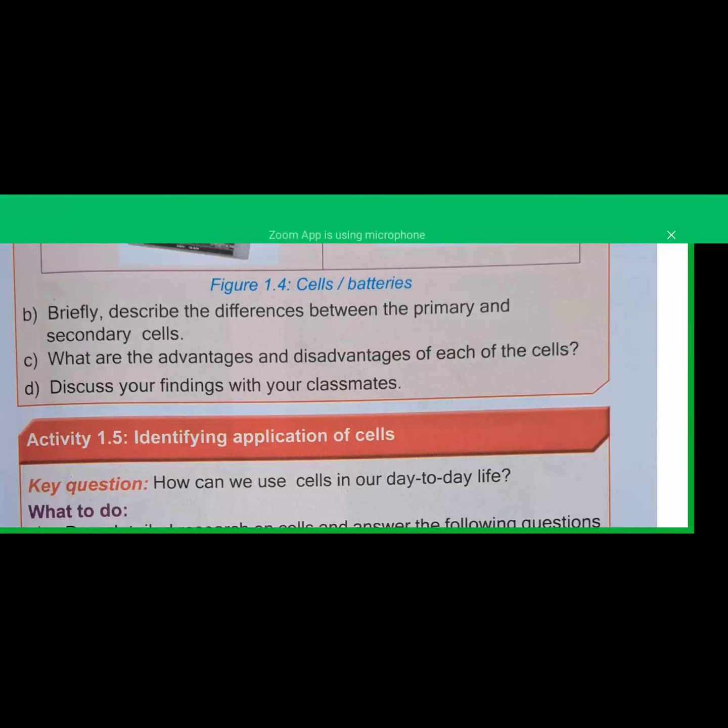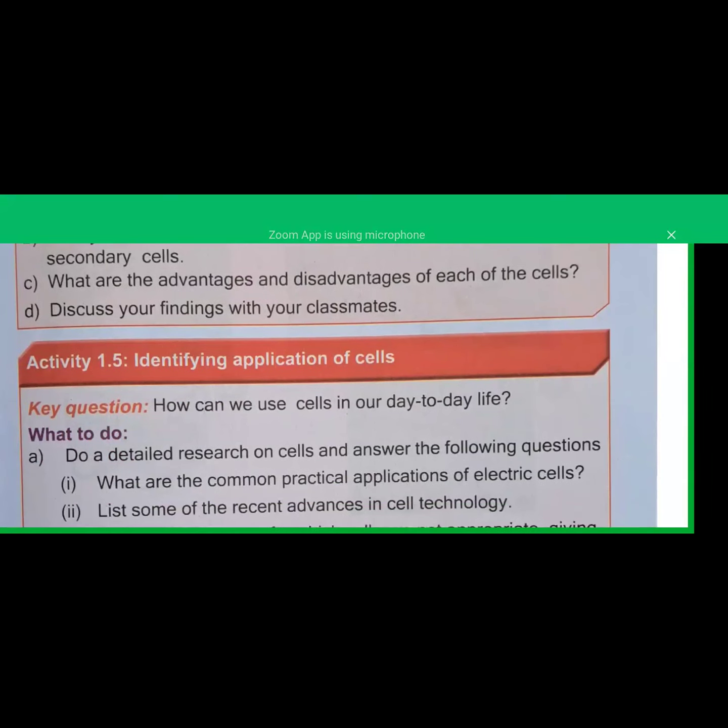The primary cell has a high internal resistance. The secondary cell has a low one. Because when you say higher, it's like it's higher than the other one, but it is high in itself. Is it okay? Yes, teacher. Thank you so much. Welcome. I think we can go to another question.